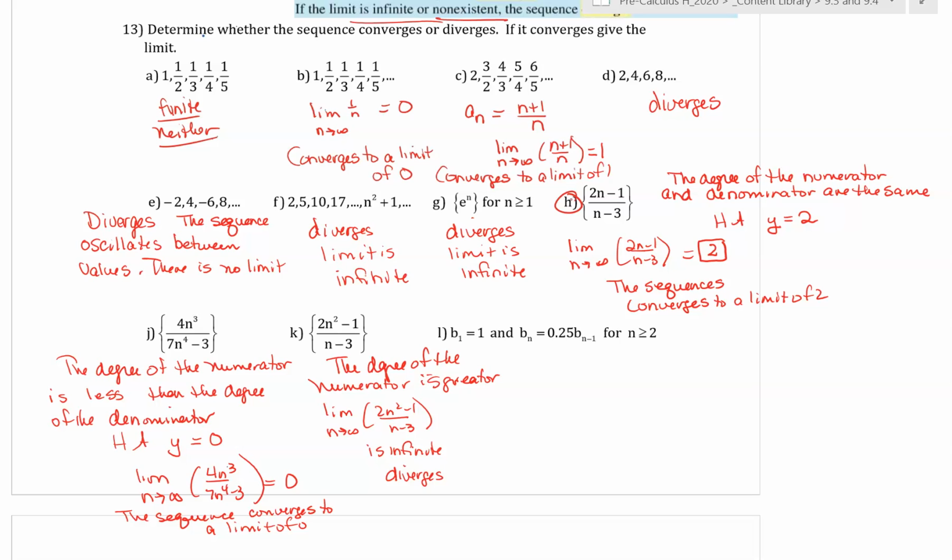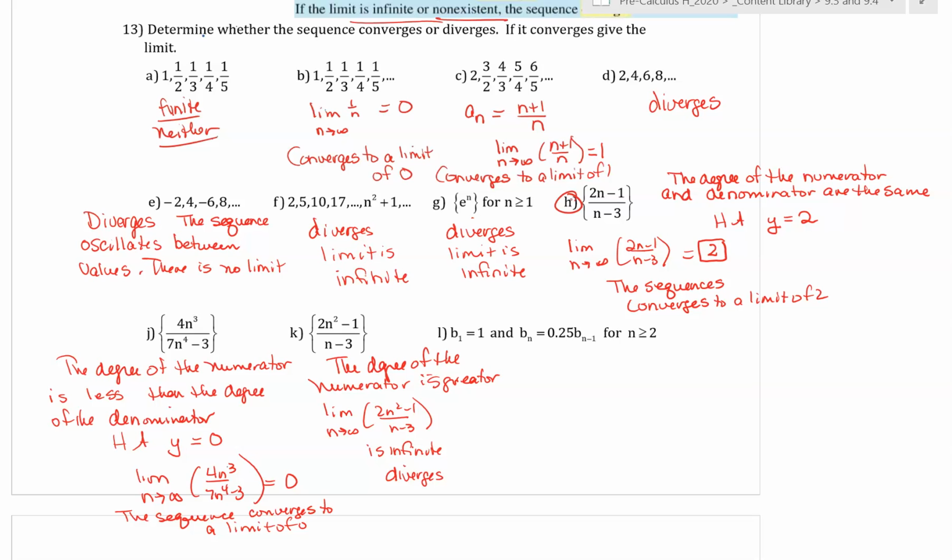For J, the degree of the numerator is less than the degree of the denominator, so there'd be a horizontal asymptote at y equals 0. So the limit of the function as n approaches infinity would be 0. The sequence converges to a limit of 0. So for K, the degree of the numerator is greater than the degree of the denominator. So we know that as n approaches infinity, this sequence diverges.